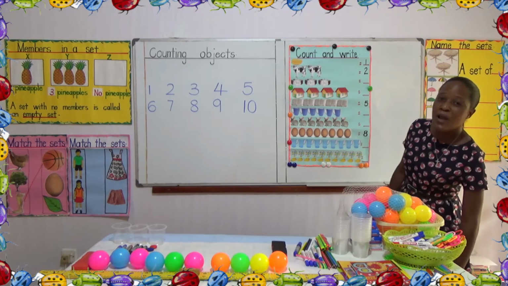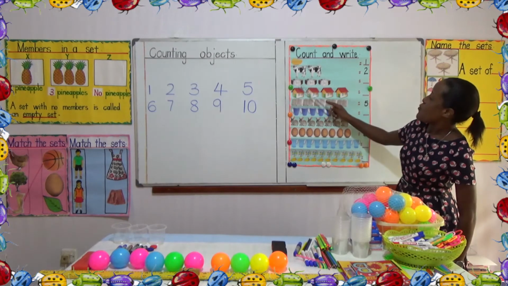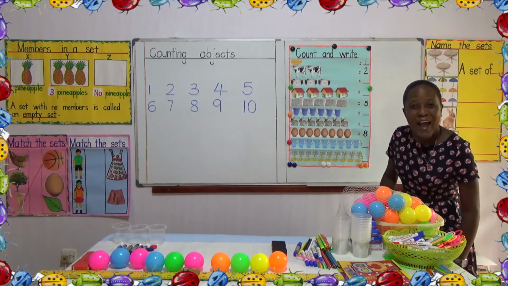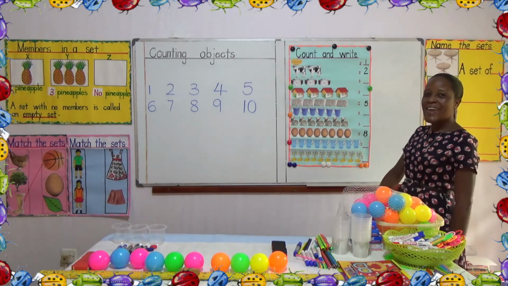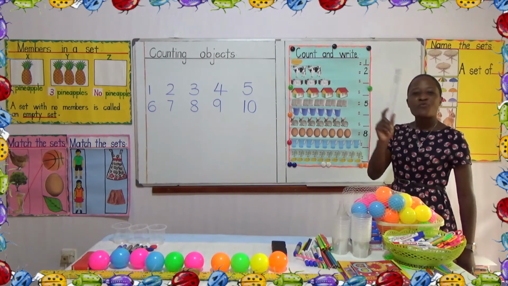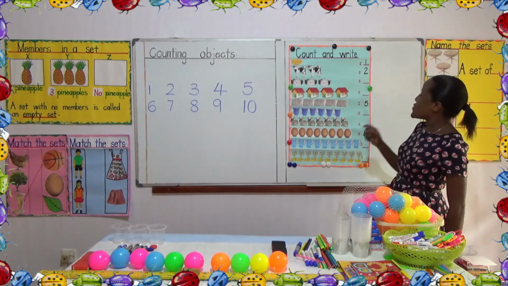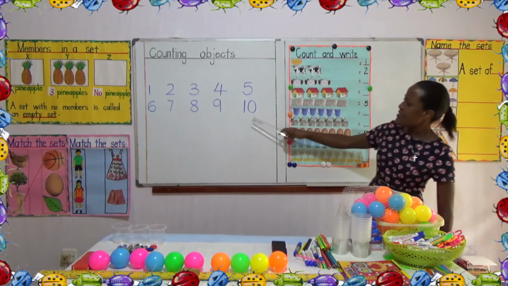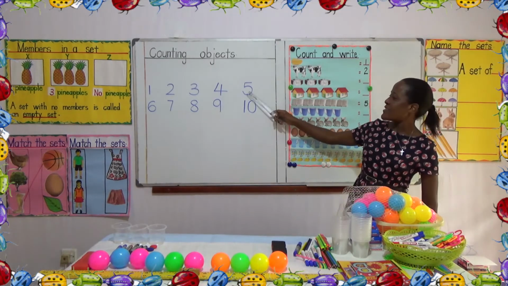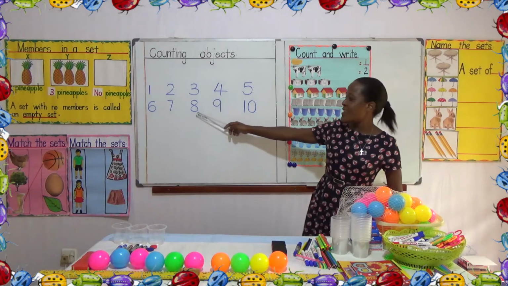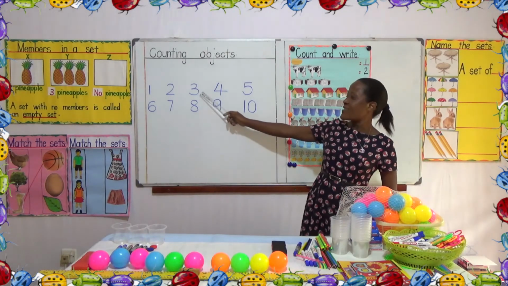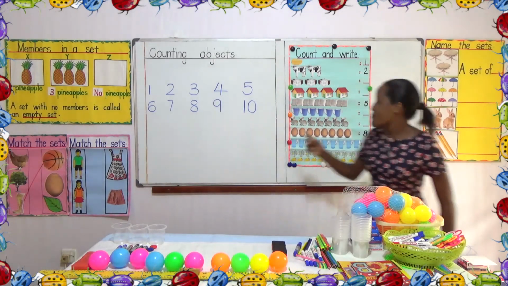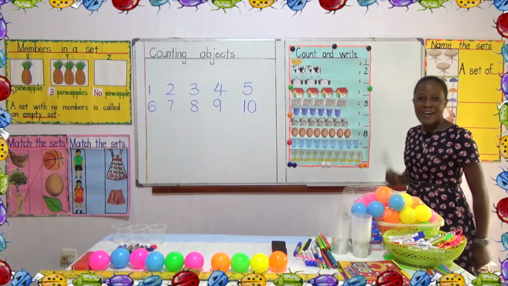There are watches. Can we count together, class? 1, 2, 3. Children, how many watches are they? They are 3. And you will write number 3 there. Is this number 3? Is that number 3? You write number 3 just there.